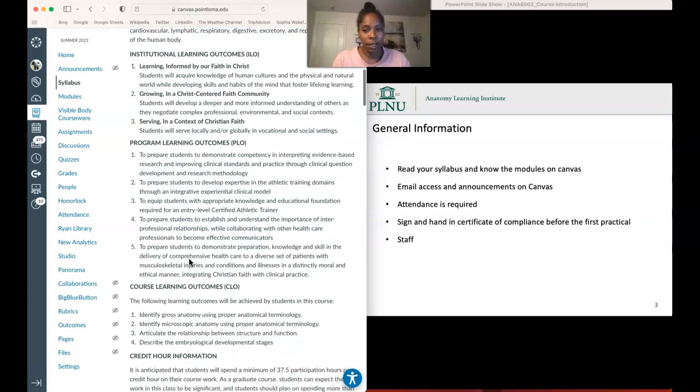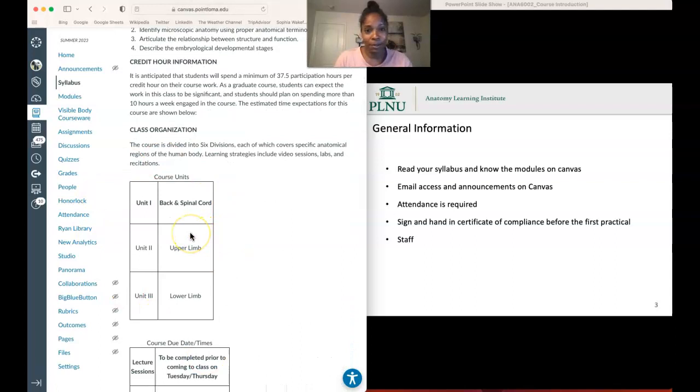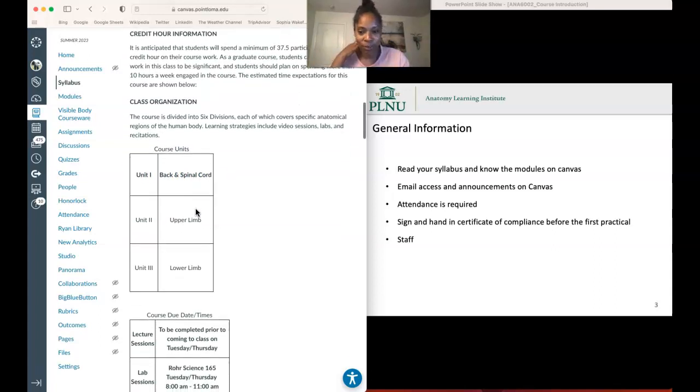So you'll see institutional learning outcomes, program learning outcomes, but more importantly, to me, how the course is laid out. As I mentioned, we're going to break the course down into 3 units over 8 weeks. We're going to start with the back and the spinal cord. We're going to work into the upper limb. And then finally, my favorite segment, the lower limb. So we'll end with that.